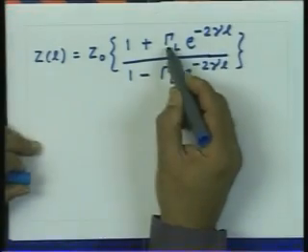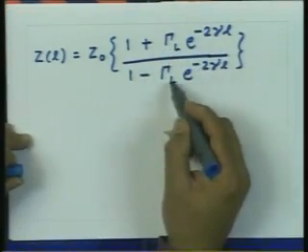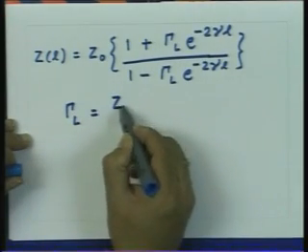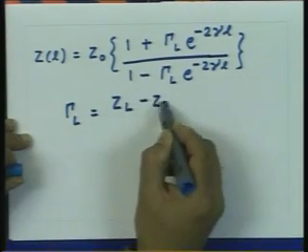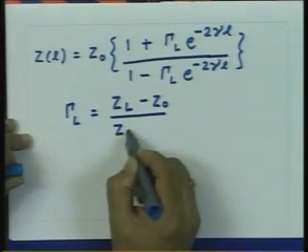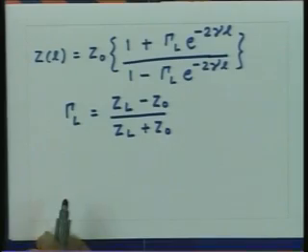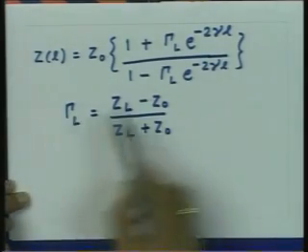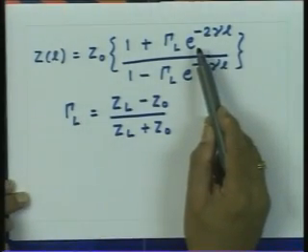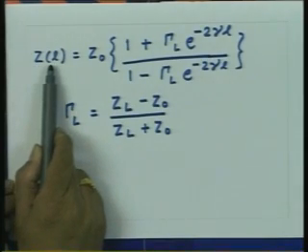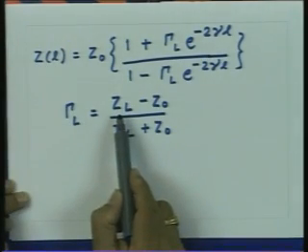And gamma L is nothing but the reflection coefficient at the load end. So, gamma L, as we have already derived, is nothing but the load impedance minus Z0 divided by load impedance plus Z0. I can substitute for gamma L into this equation, and I can get the impedance at any point on the line in relation to the load impedance.